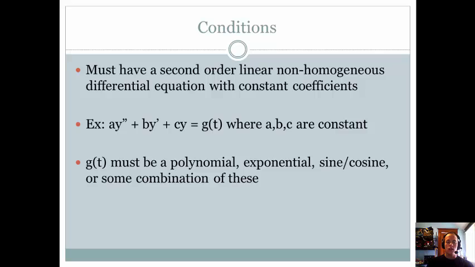And secondly, we need to make sure that our function g of t, our non-homogeneous term, as we'll refer to it for the rest of this presentation, has to be one of three basic types of functions. It has to be a polynomial function, an exponential function, or a trig function, a sine or cosine function, or some combination of those three different types of functions. Otherwise, you're not going to be able to make an accurate guess, and you're not going to be able to solve the differential equation.